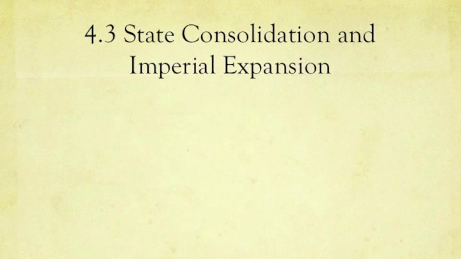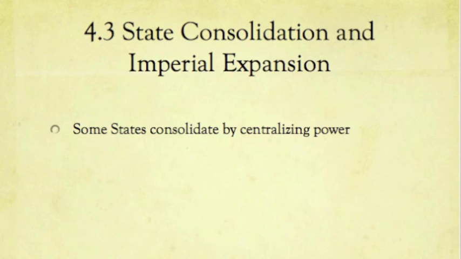Key concept 4.3, state consolidation and imperial expansion, focuses on 2 things. One is that some states, some governments, manage to come together and become stronger. Some examples would be Russia tries to consolidate, the Mughal Empire tries to consolidate during this time, and some of them are successful and some are less successful.